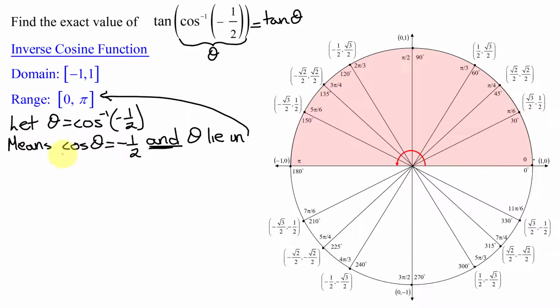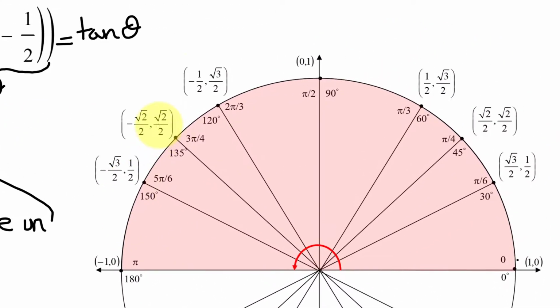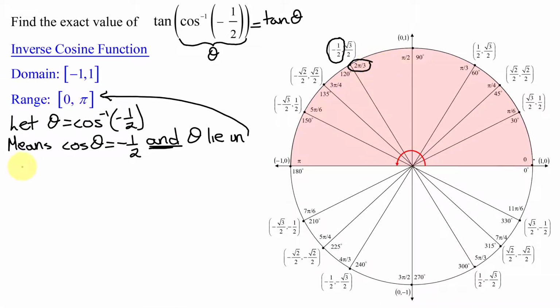true. So since the cosine of theta equals -1/2, the cosine of theta is the x-coordinate of the points on the unit circle, and where is an x-coordinate equal to -1/2? Somewhere between 0 and pi. The x-coordinate equals -1/2 right here at 2 pi over 3. So I know that theta equals 2 pi over 3. So now the problem of finding tan theta becomes just find the tangent of 2 pi over 3.